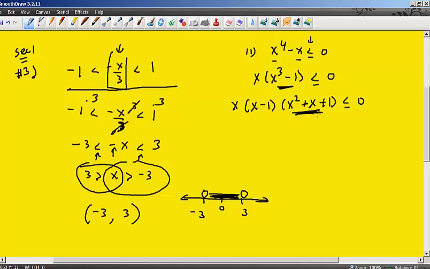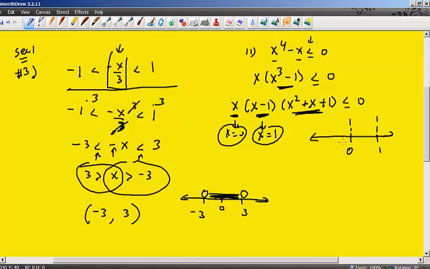I'll get imaginary numbers, so I don't have to worry about that. So the only other critical numbers I have are that and that. So this gives me x is equal to 0, and this gives me x is equal to 1. And those are my critical numbers. So I'm going to go over here and do number line analysis, with 0 and 1, partition here, partition there.